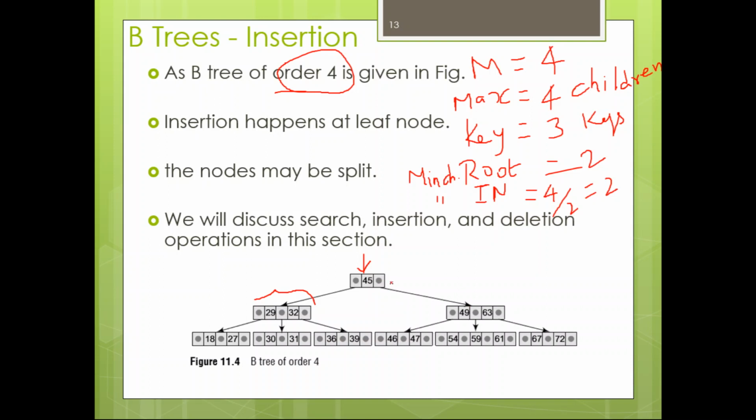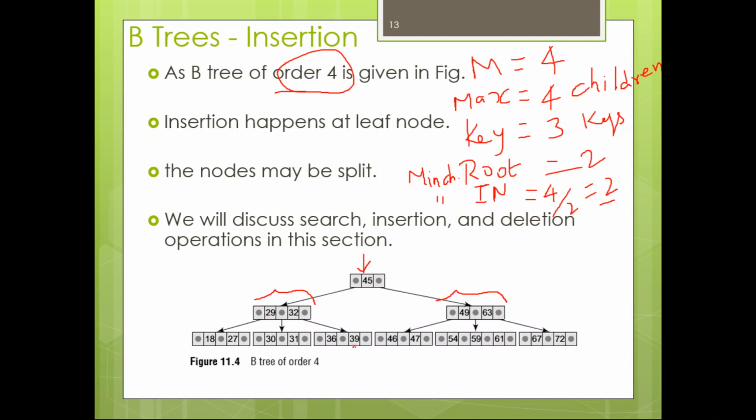Similarly, if you see the node on the right side of 45, the key values are 49 and 63. They are greater than 45, right? This node has 2 values, 29 and 32, and it has 3 pointers. What is the minimum number of pointers an internal node should have? 2 pointers. It has 3 pointers, fine.